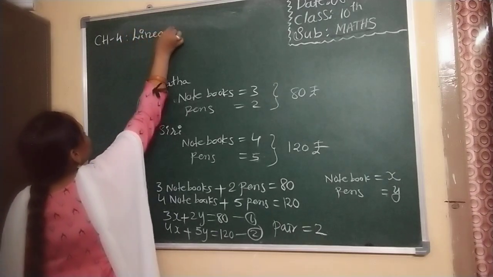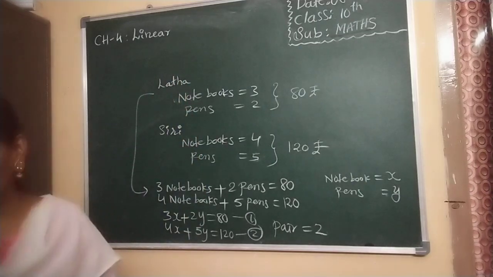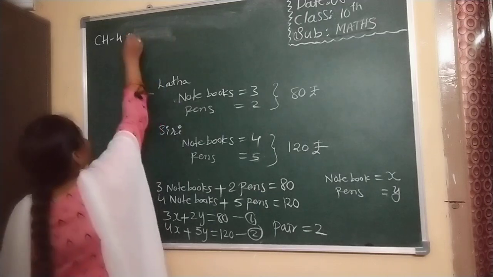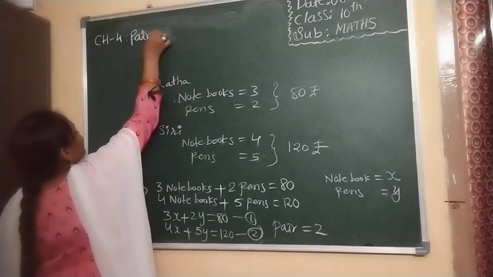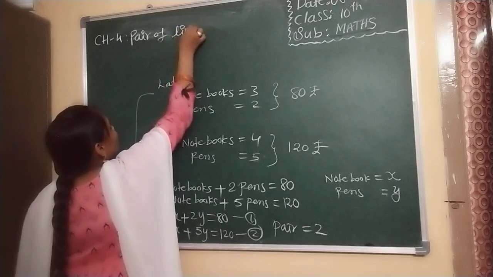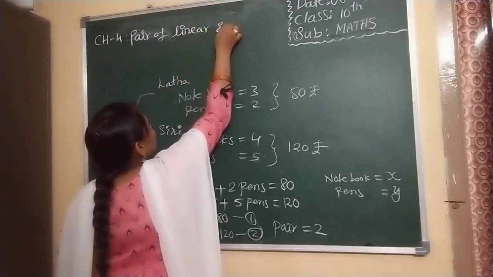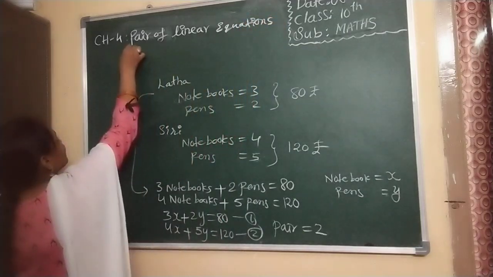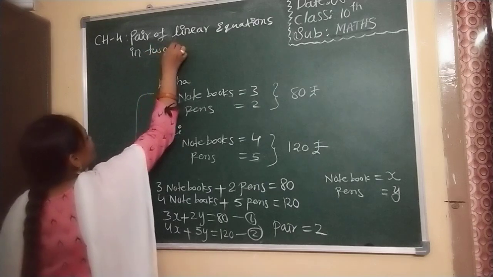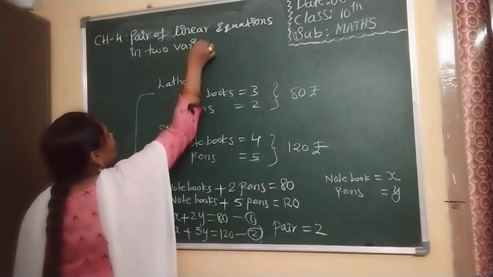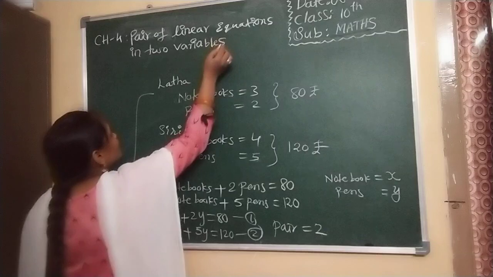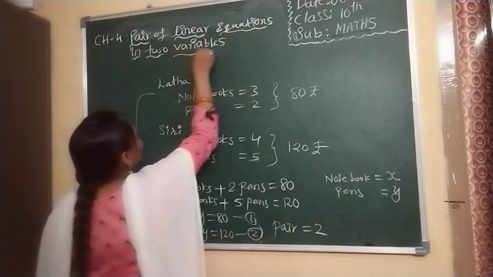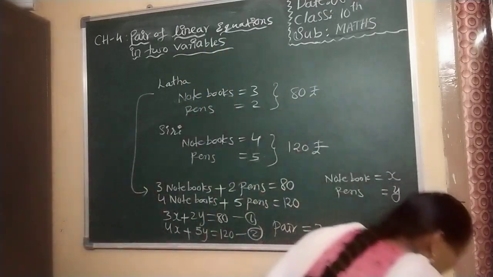Chapter 4: Pair of linear equations in two variables. First write "pair of". Don't forget that.